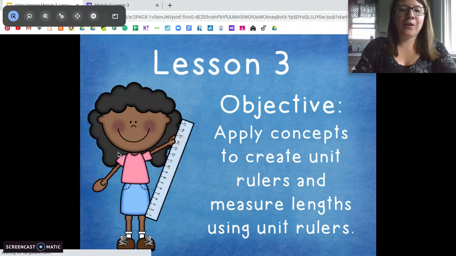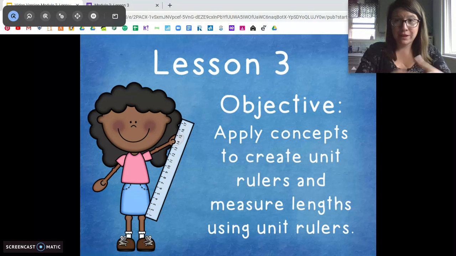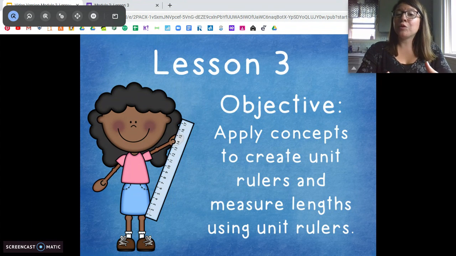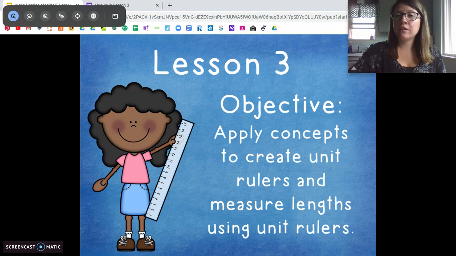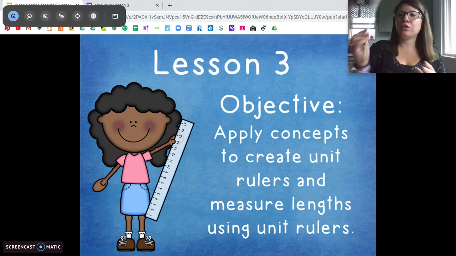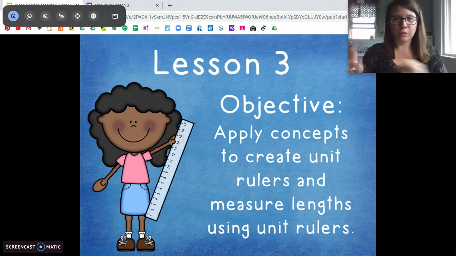Okay, here we go. So today, we're going to apply concepts of measurement that we've already learned to create a ruler and measure lengths using ruler units. So using centimeters that we find in a ruler. Again, if you don't have a ruler, don't worry about it.